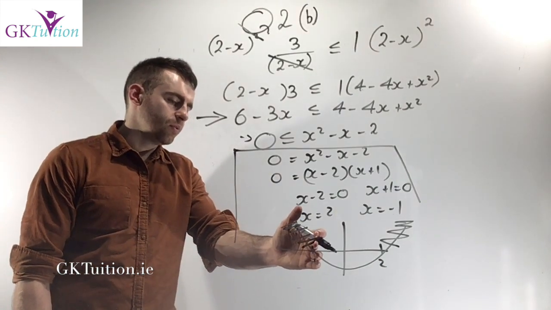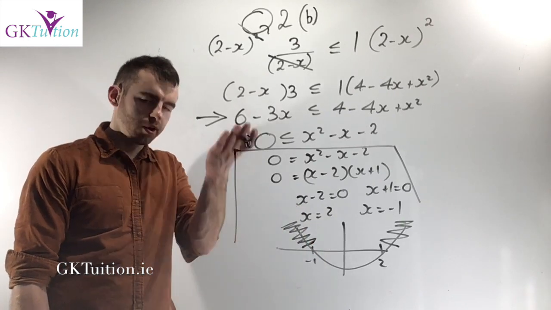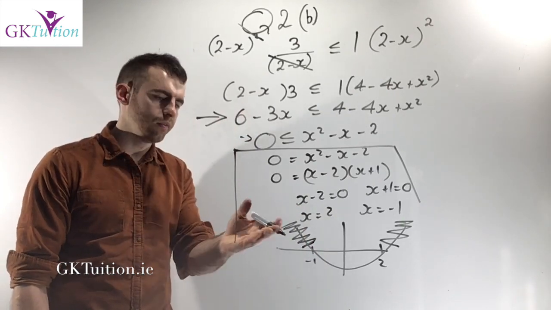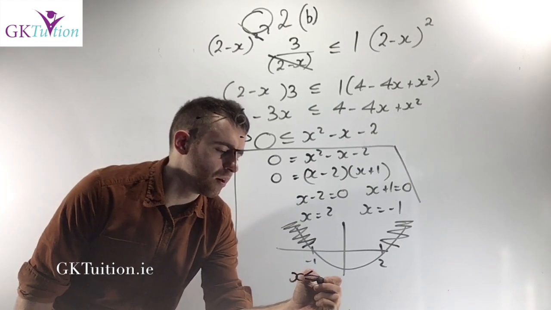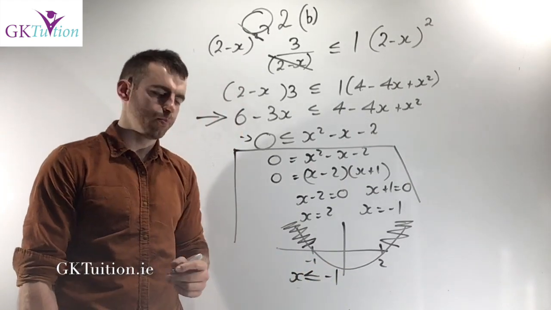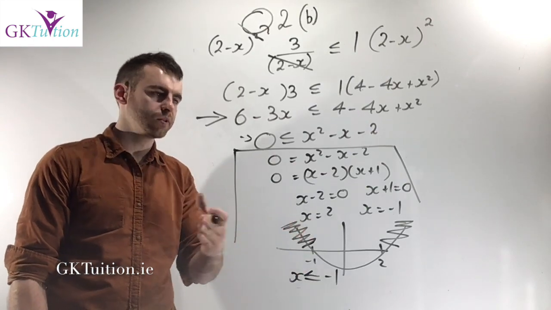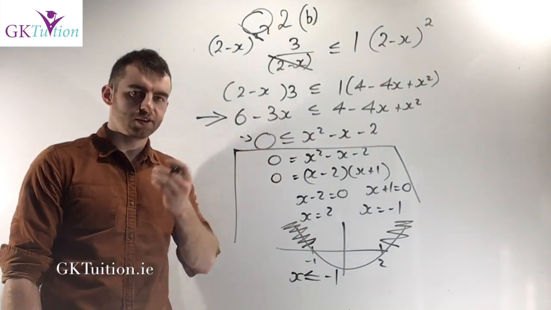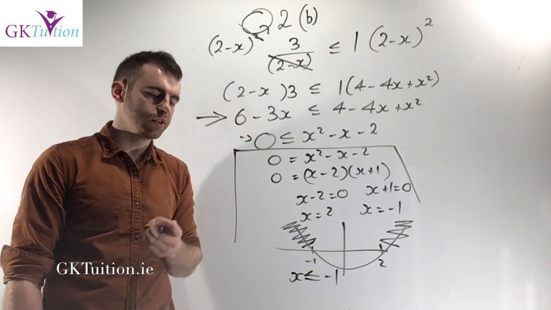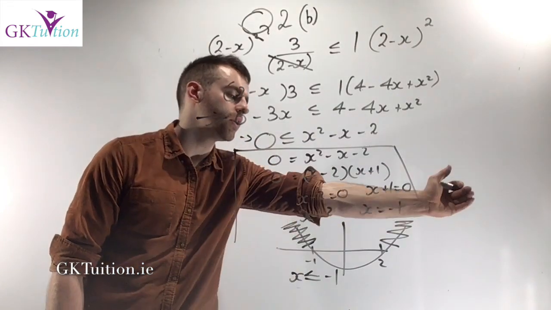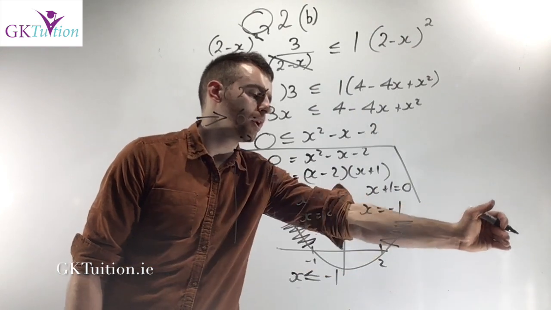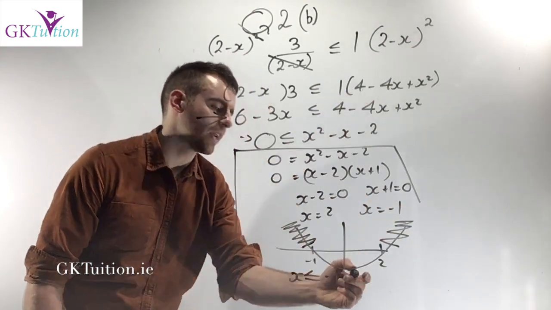When my x value is to the left of -1, the curve is above the x-axis. So obviously to describe that region, to the left of -1 refers to values that are less than or equal to -1. When x is less than or equal to -1, this quadratic is greater than or equal to 0. The other region I'm looking for is to the right of 2. When x values are bigger than 2, the curve is above the x-axis.